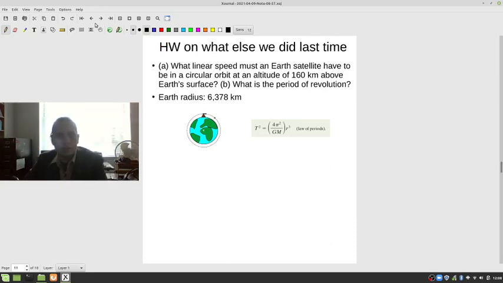Similarly, here's a question. It says, what linear speed must an Earth satellite have to be in a circular orbit at an altitude of 160 kilometers above the Earth's surface? And then what is the period of revolution? Well, it seems to me like the second one of those is actually a little easier than the first. It says, what is the period of revolution?